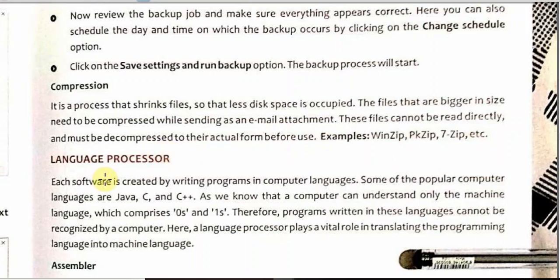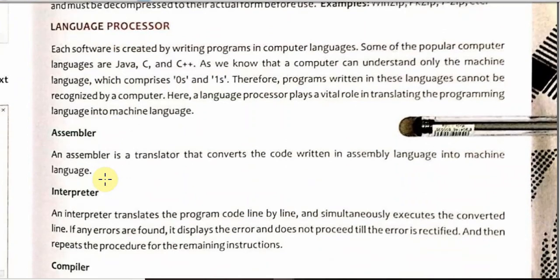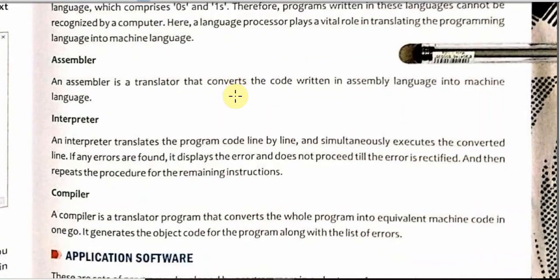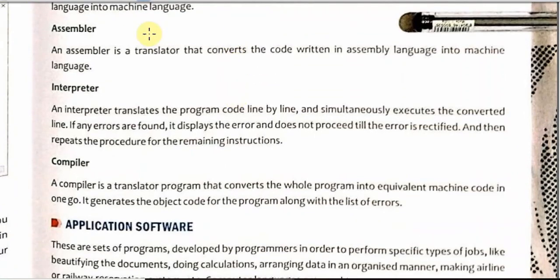Next is language processor software. Each software is created by writing programs in a computer language. Some of the languages are Java, C++, and so on. But a computer can understand only machine language, that means binary digits 0 and 1. So language processors convert the high level program to machine language. Hence a language processor plays a vital role in translating the programming language into machine level language.